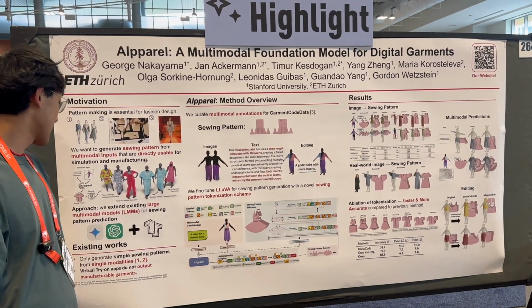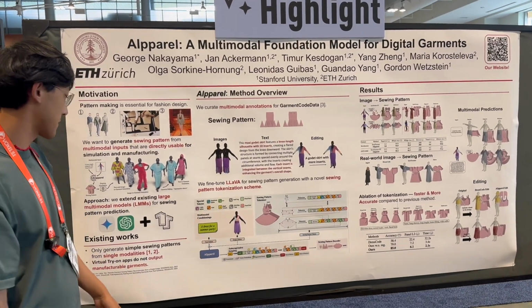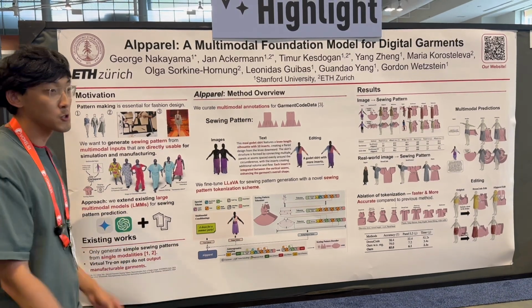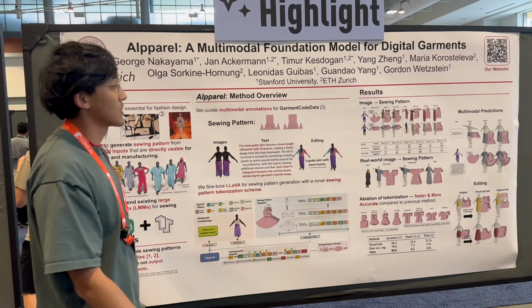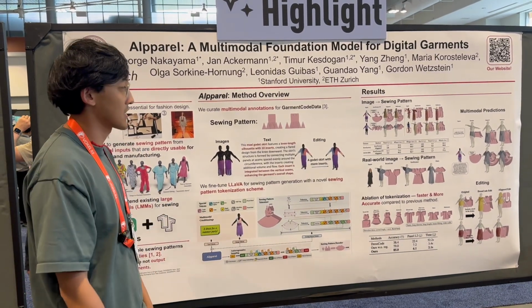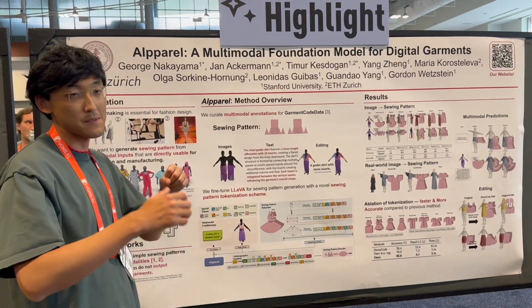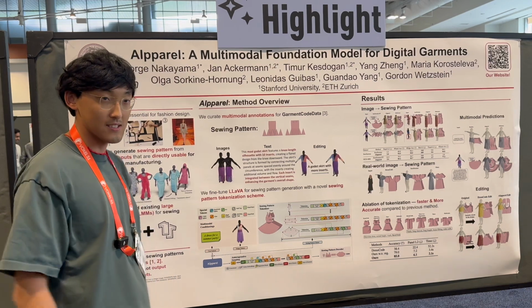The way we did it is that we want to leverage the world knowledge from existing large language models, and then extend it to generate sewing patterns. We represent sewing patterns as 2D polygon shapes together with the stitching information to describe how they are tied together to make a draped garment, like here.